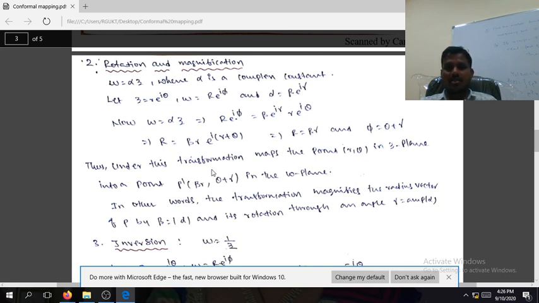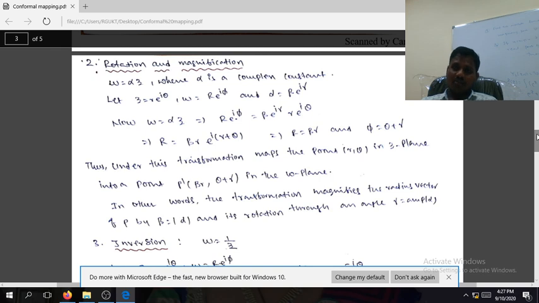Thus under this transformation, the point r comma theta in polar coordinates in the Z plane maps to the point P dash, beta r comma theta plus gamma, in the W plane, right? This is the rotation and magnification transformation. That means the input is r comma theta, and the output is completely different: beta r comma theta plus gamma. In other words, the transformation magnifies the radius vector of P by beta, equal to mod alpha, and rotates it through the angle gamma, equal to the amplitude of alpha, right?